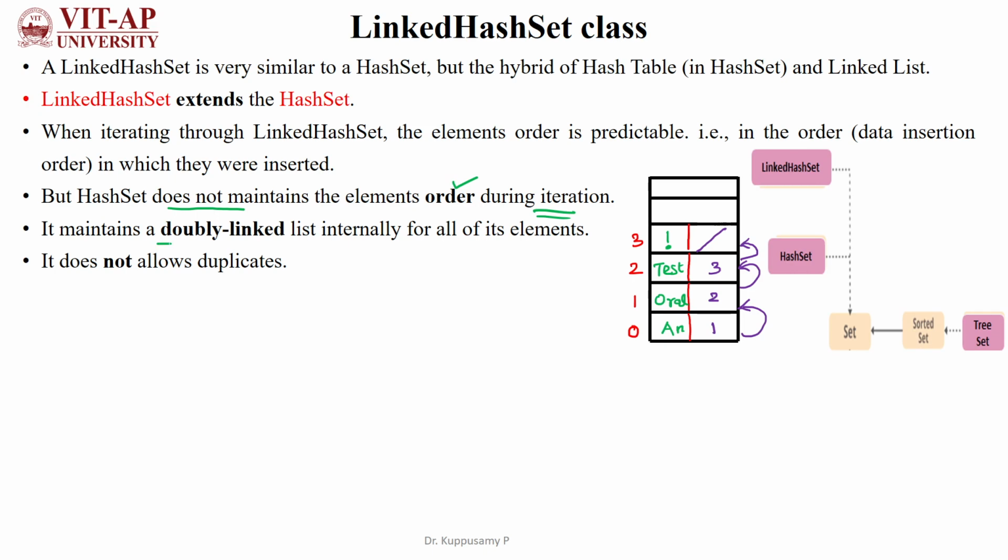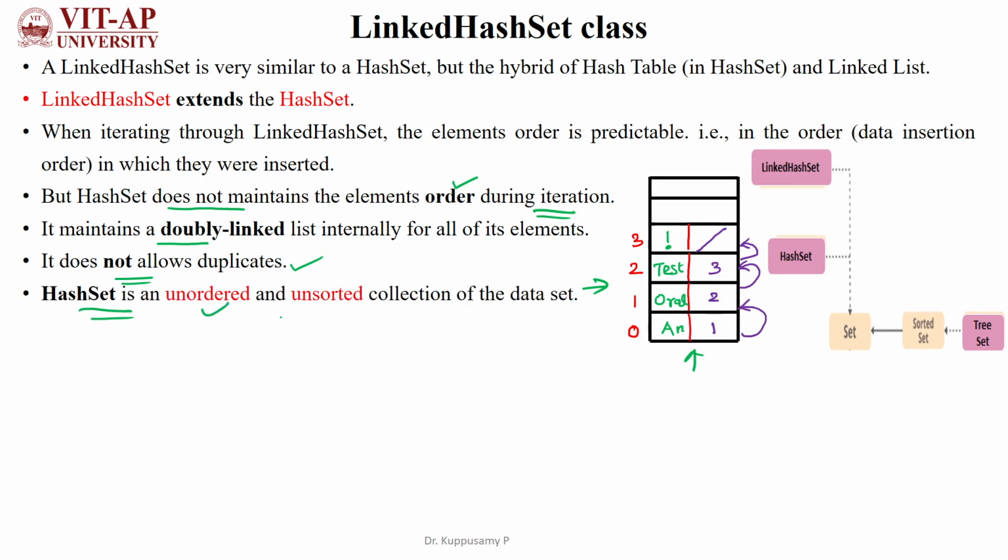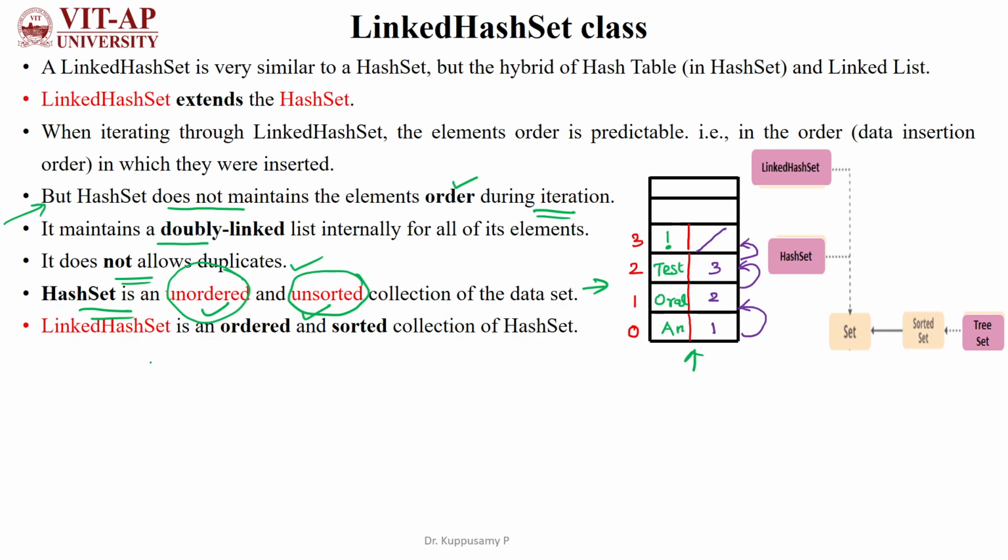Here the LinkedHashSet is maintaining a doubly linked list structure internally for all the elements stored in this LinkedHashSet structure, and it does not allow duplicate elements to be stored inside this structure. And the HashSet is unordered and unsorted, that's what we have discussed in this point. So when you are displaying those elements, they will be unsorted and unordered. But the LinkedHashSet is maintaining the order in which you insert the elements, following the Set concept.